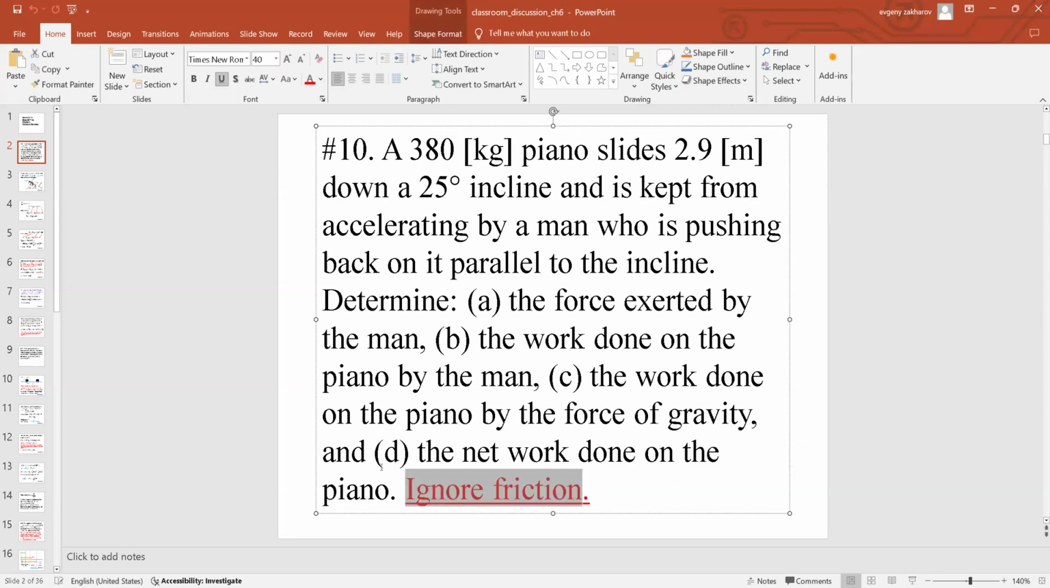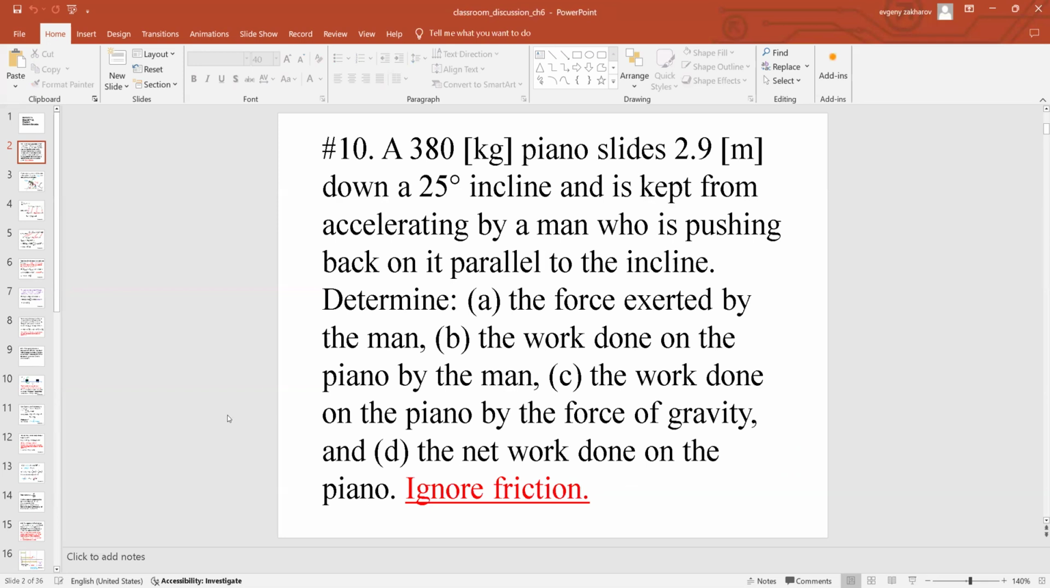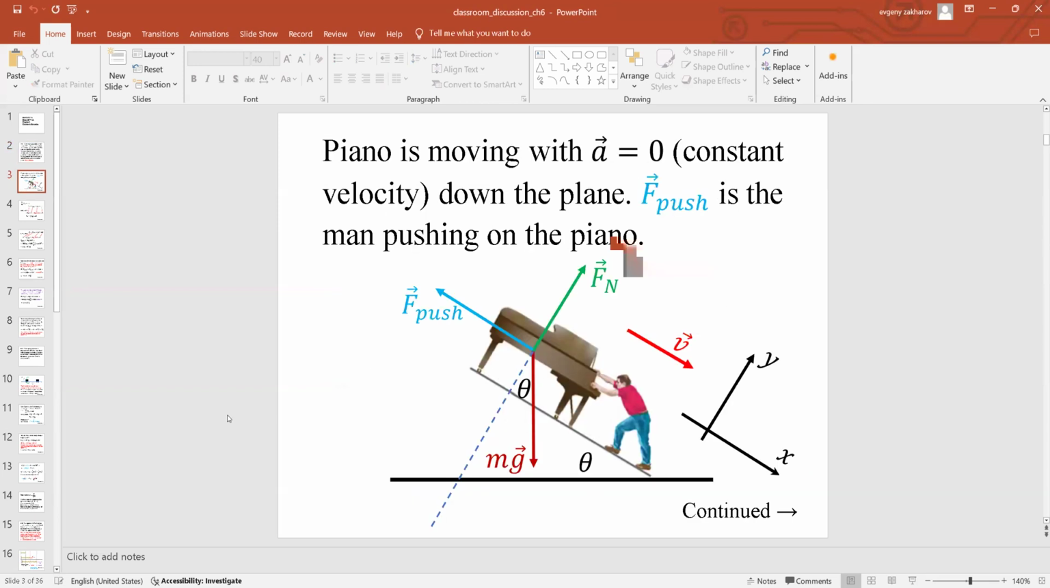So if it says ignore friction, please make sure you don't show friction force on your sketches, on your diagrams, because there is no friction. No friction is given. So we start with the sketch. Here's the piano. Doesn't really matter if it's a piano or whatever, it's still a particle. We're still doing particle model. And for particle model, we don't care the geometry, we don't care how heavy it is.